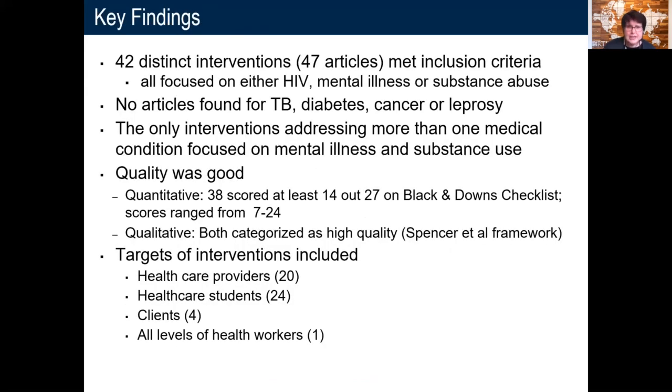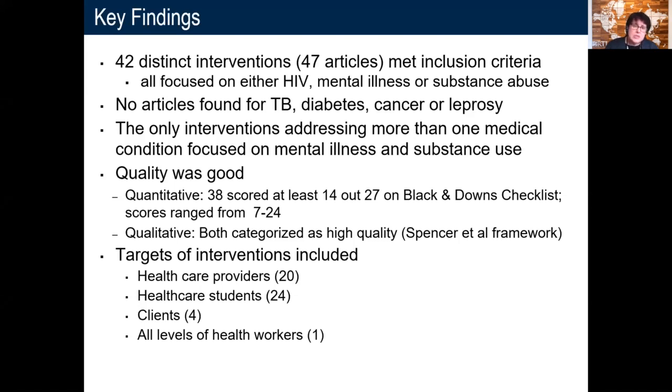So what did we find? As I said, there were 42 distinct interventions. All of them focused on either HIV, mental illness, or substance use. So we were surprised that we didn't find anything on tuberculosis, but also on diabetes, cancer, or leprosy. The only interventions addressing more than one medical condition focused on mental illness and substance use.